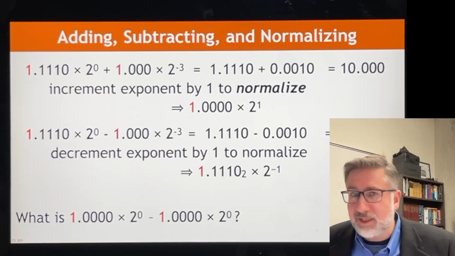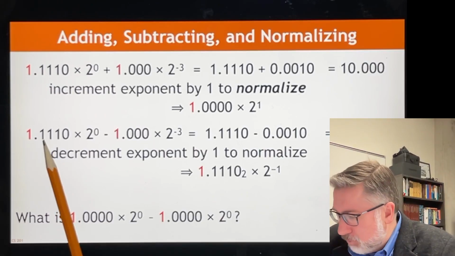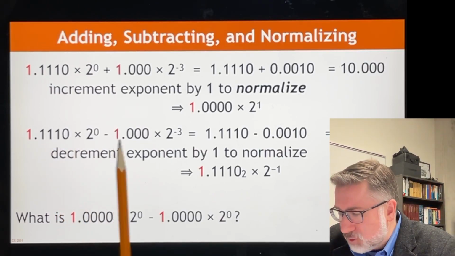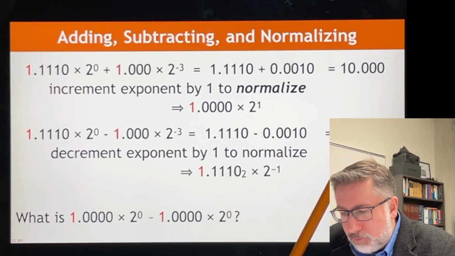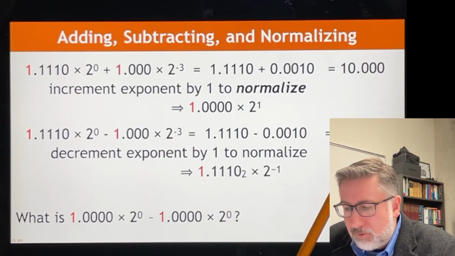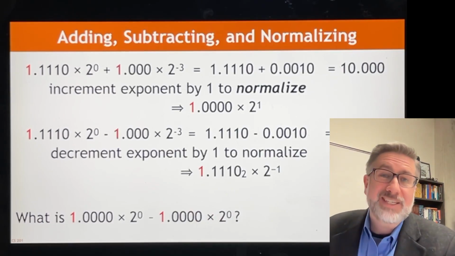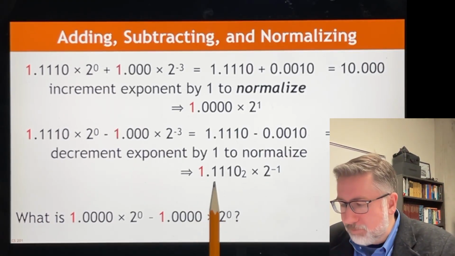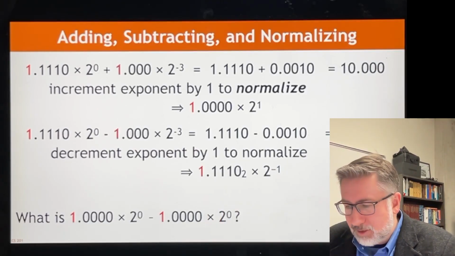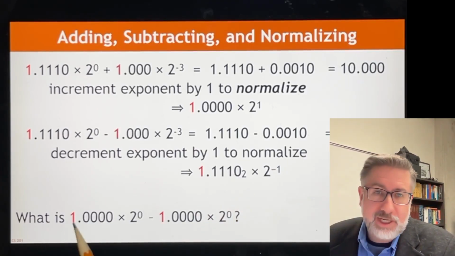Same thing with subtracting. We could have 1.111 times 2 to the 0 minus 1 times 2 to the negative 3 gets us 0.111, which again is not normalized. So we would have to shift it around to make it 1 point something. That's not right, there's too many ones here. 1 point something times 2 to the negative 1.